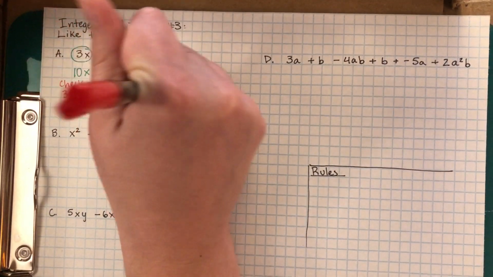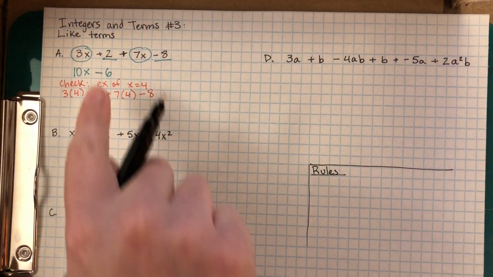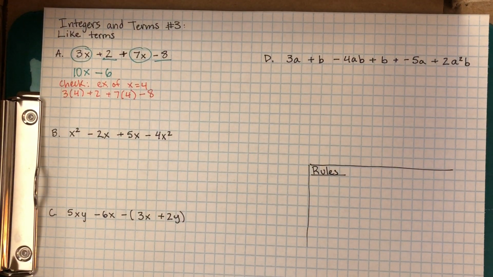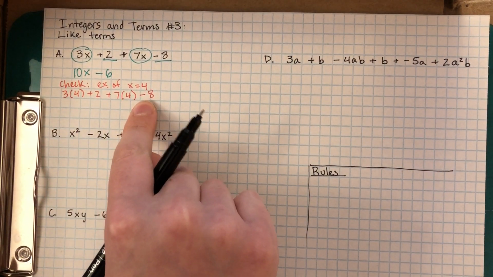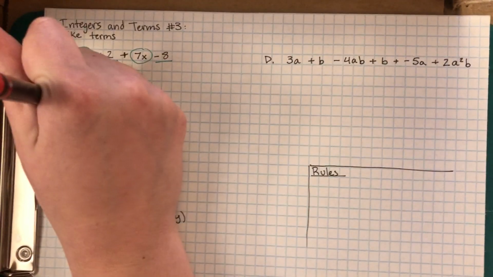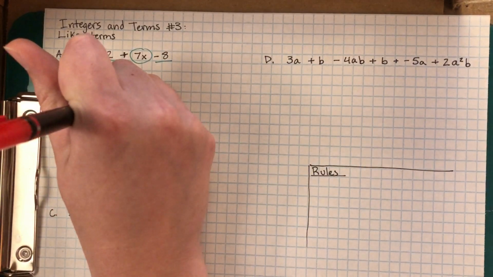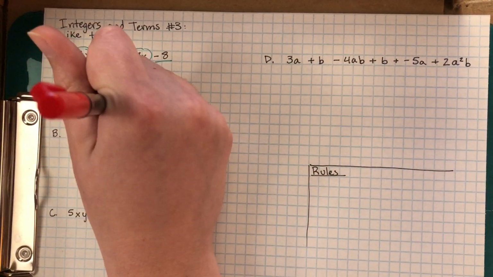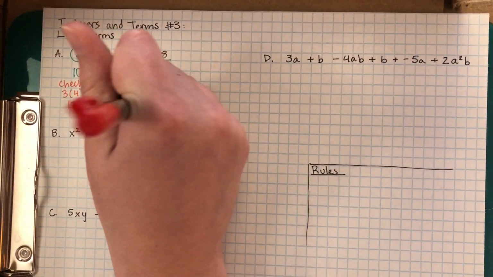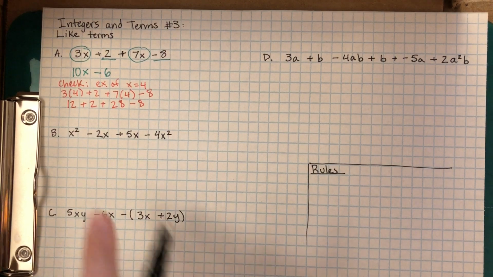7, 4, minus 8. So for every x, I put in a 4. And I'm going to see what this comes out to equal, which is called evaluating this expression. We're going to get a numerical value. 3 times 4 is 12, plus 2, plus 7 times 4 is 28, minus 8. Okay, and now I can add up these numbers.